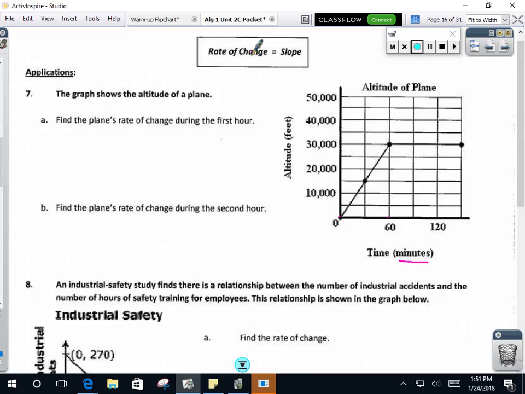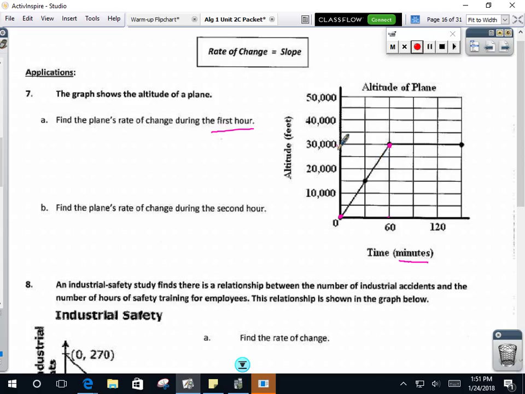Slope. Okay, rate of change equals slope. And to find slope, don't you just either calculate the y2 minus y1 over x2 minus x1 or count rise over run? Okay, so if we're looking in the first hour, that's from 0 to 60 minutes. So you would start here and go to here where it was 60 minutes.